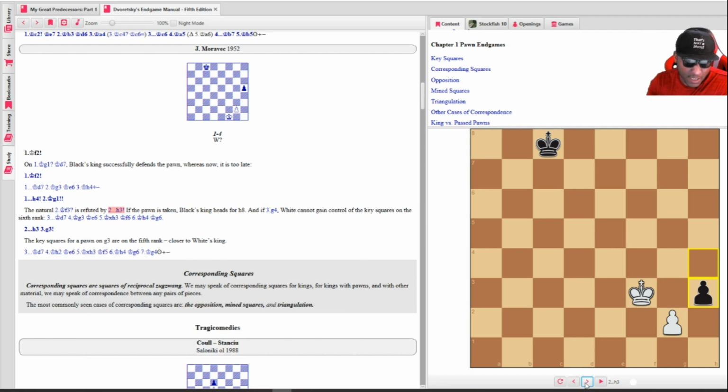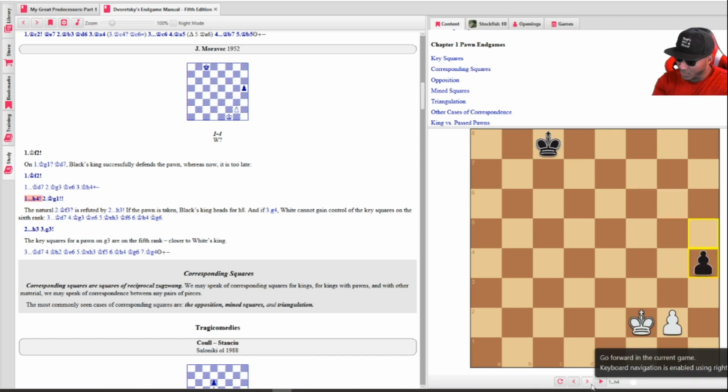If the pawn is taken, black king heads to h8. And if g4, white cannot gain control of the key squares on the 6th rank. After king d7, king g3, king e6, king takes, king f6, king takes h4, or king h4, and then king g6. And it's a draw, book draw. Wow, if it was on a 6th rank, that'd be a win, but wow. Insane.